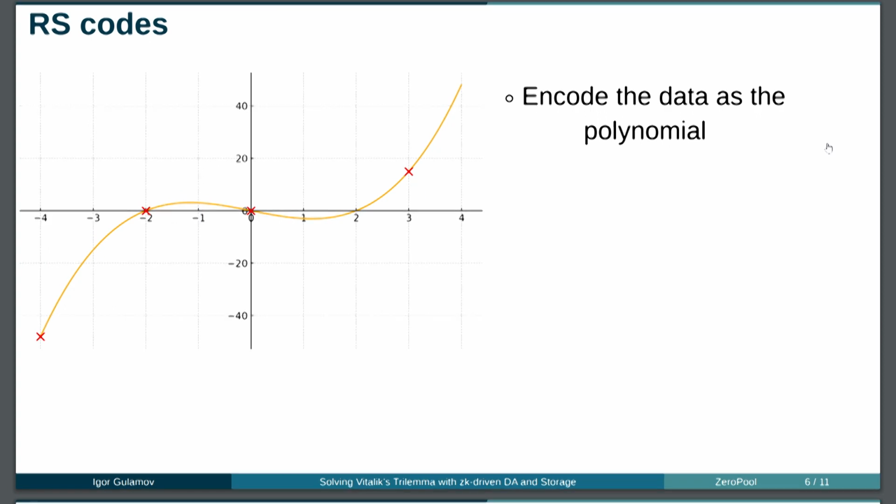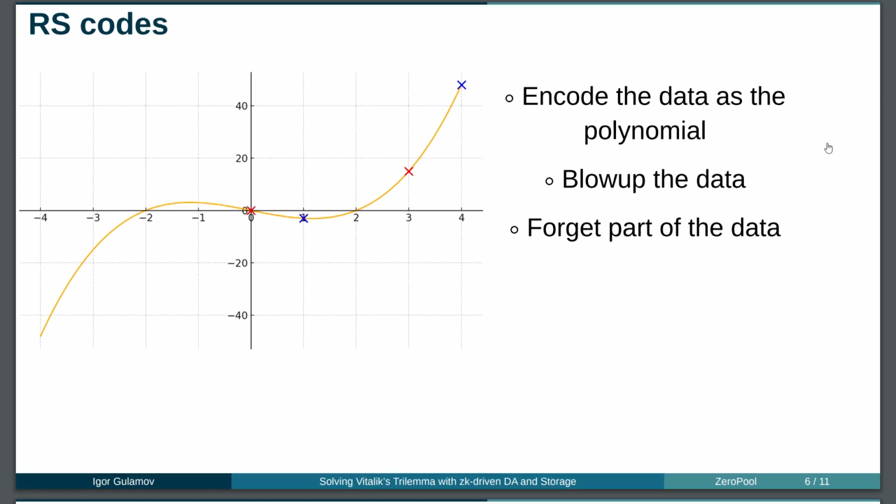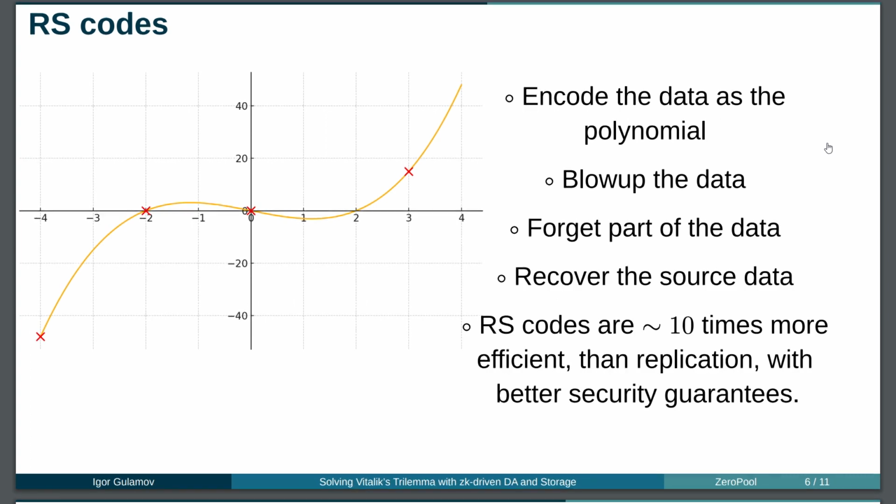For example, we have a data blob with 4 numbers. We can represent it as values of degree 3 polynomial in specific points. Next, we can blow up the data, and now we have 8 points. Then, if we forget some points, any 4 points are enough to reconstruct the polynomial, because this polynomial is degree 3. And that means that we can recover the source data.